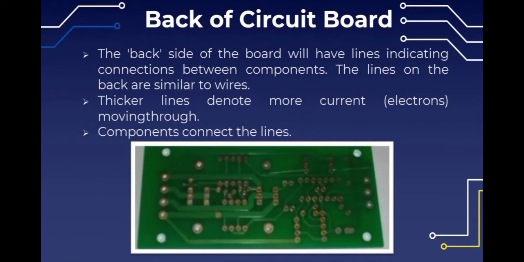Our last slide about the basic electronic components is the back of the circuit board. The back side of the board will have the lines indicating connections between components. The lines on the back are similar to wires. Thicker lines denote more current, or electrons, moving through.